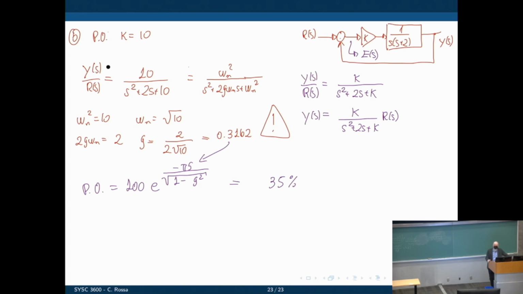Any questions? Yep. Yeah, so we got that from here again. We are equating the coefficients of these two functions, and 2 is 2 zeta omega n here. That's equation 2, equation 1.